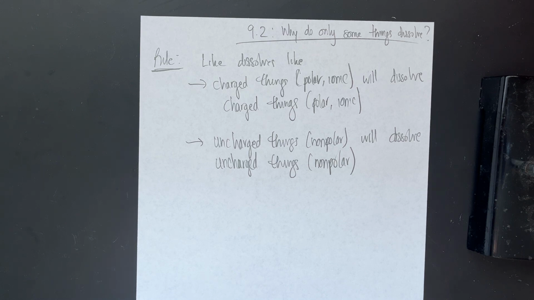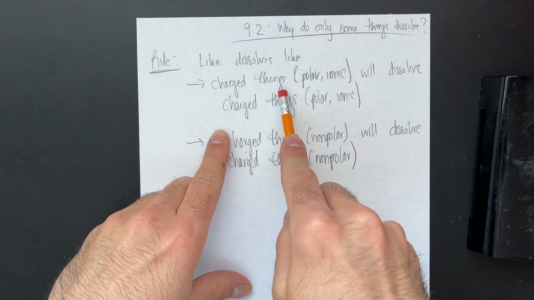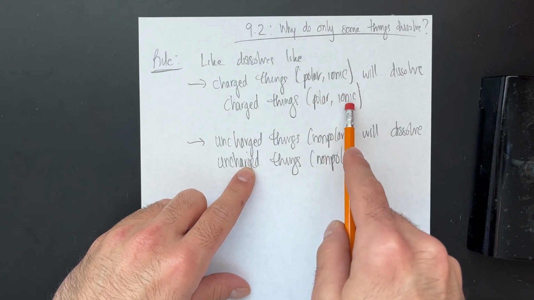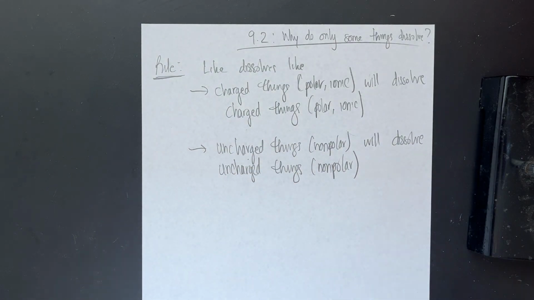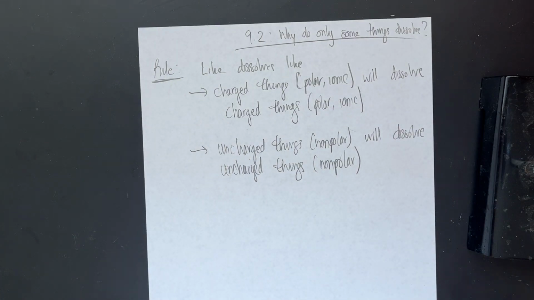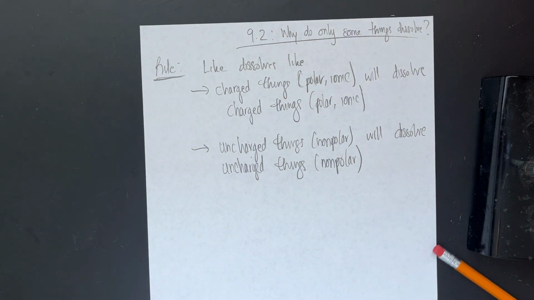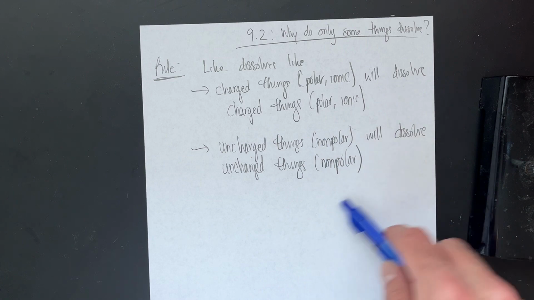And so the question naturally is why? Why does salt and sugar dissolve in water, but sand doesn't? The simple answer here is that like dissolves like. Only things that are like each other are going to dissolve each other. So for example, charged things will dissolve charged things, or uncharged things will dissolve uncharged things. However, something charged will not be able to dissolve something that's uncharged. And what we mean by charged, we're talking about polar, ionic, and nonpolar.